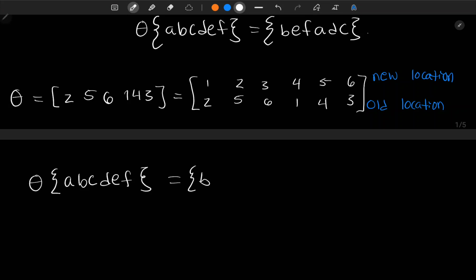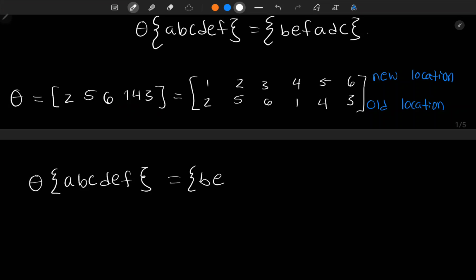Then the old location next is 5. So 5, what is the fifth element here? The fifth element is E. So we say that 5 goes to the second position. So E goes to the second position.